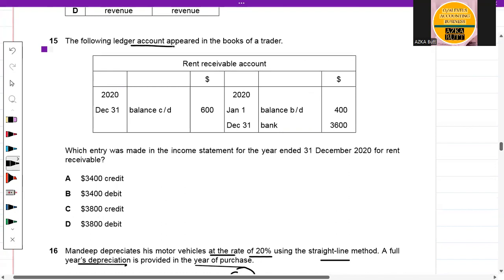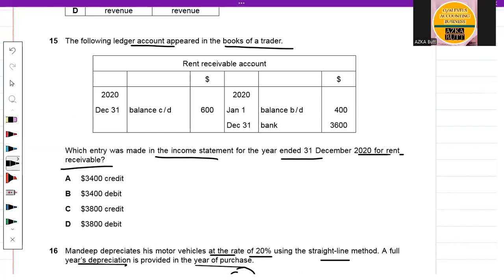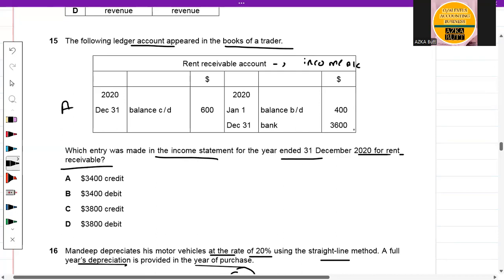Okay, the following ledger account appeared in the books of Traders. Which entry was made in the income statement for the year ended 31st December 2020 for rent receivable? Okay. So we know that this is a rent receivable account. It means that this is our income account. And for income account, we use a mnemonic which is A, B, B, A.